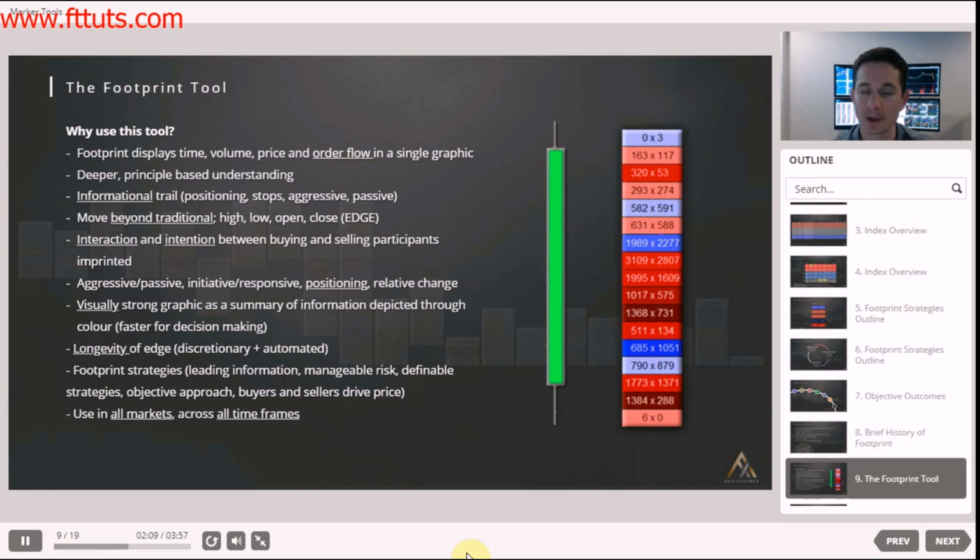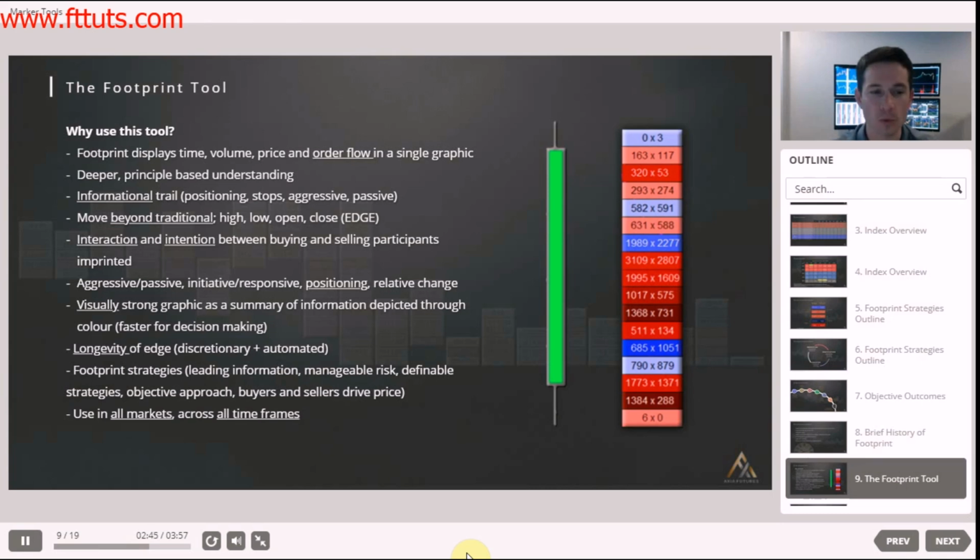The next reason why we utilize this tool is that we can develop a unique edge. Why? Because we're moving away from the traditional high and low, open and close only features of a traditional candlestick. With a footprint tool, we can identify the interaction and intentions between buying and selling participants as it gets imprinted within a footprint. Note, with a footprint tool, we can also see the aggressive and passive interaction, initiative and responsive price action, the positioning, as well as relative changes occurring at each price.